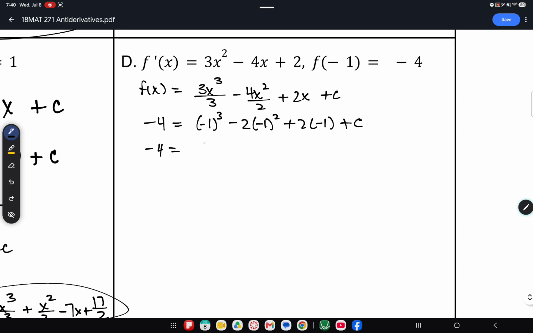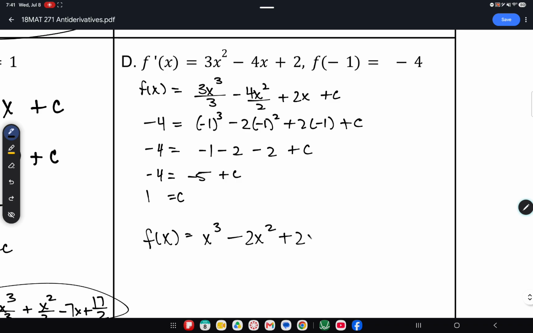And then let's see what we get here. So -1, -2, -2. So was that -5? So c is going to be 1. So our original function is x cubed minus 2x squared plus 2x plus 1.